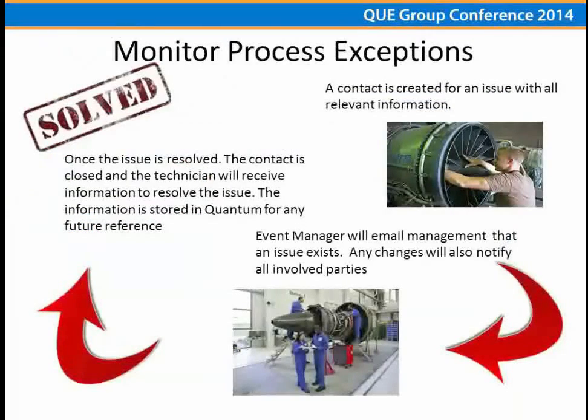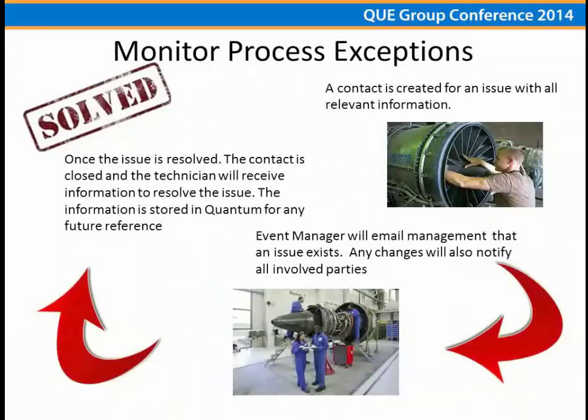So how to use all of this functionality is right here. So let's say in the process, you have your monitoring process exception here. You create a contact, someone in the warehouse is repairing something and they have a problem. They open a contact, they put all the relevant information into the contact, and then they wait. The contact manager will email the management the issues that exist, and anybody else that needs to belong to this, any changes that are made will all be notified at this point in time.